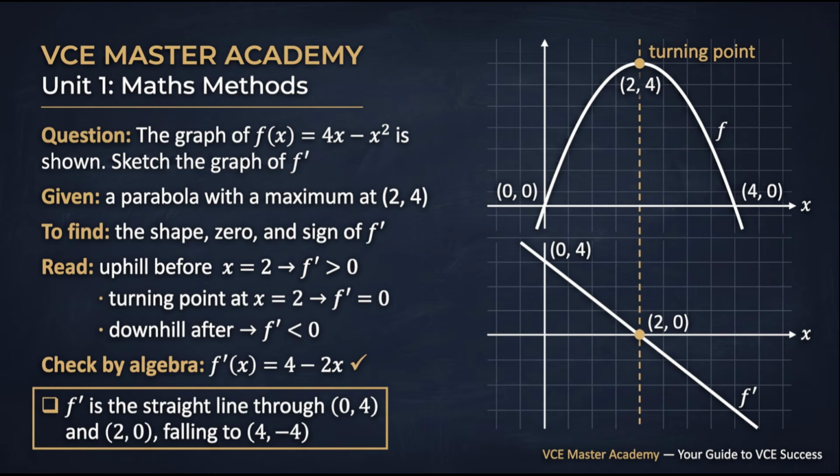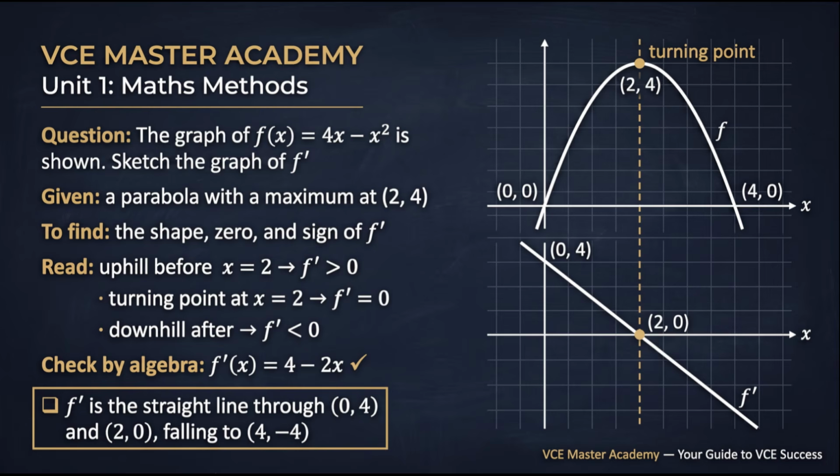The graph of f of x equals 4x minus x squared is on the right, and we must sketch f dash. It's an upside-down parabola, a hilltop, with its peak at 2, 4. We need 3 things for the sketch: where f dash is 0, where it's positive, and where it's negative. Read the top graph like a hiker. Before x equals 2, we're climbing, so f dash is positive. The sketch sits above the axis there. At x equals 2, the peak, flat ground. F dash crosses 0 exactly there. After 2, downhill. F dash goes below the axis.